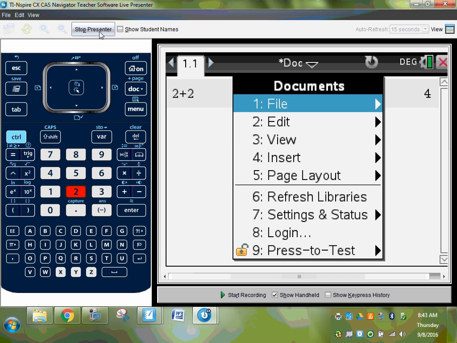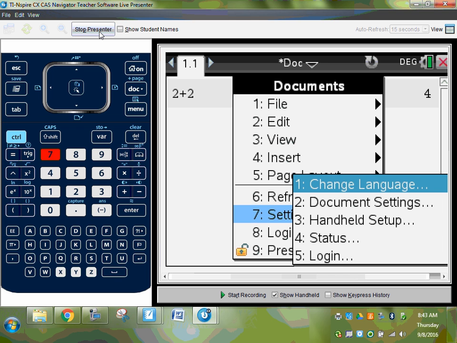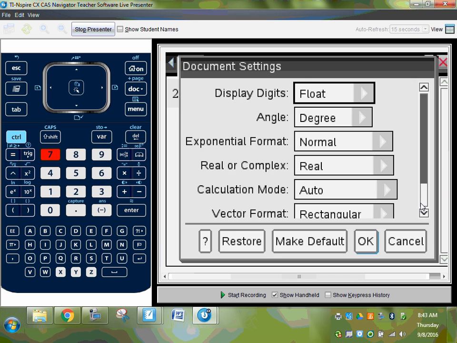So if you press that, go down to 7 for settings and status. And then document settings, which is 2. It's a little bit longer to get to these menu options, but there's also a little bit of reward for it, and I'll show you what that reward is in a second.